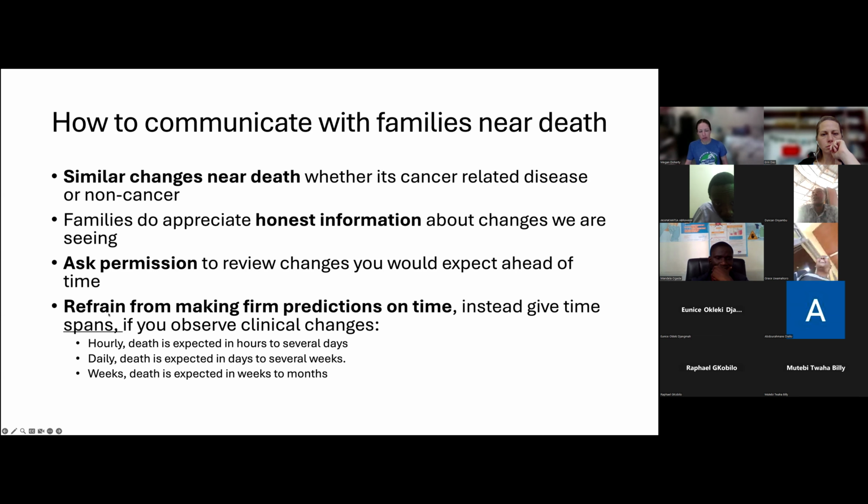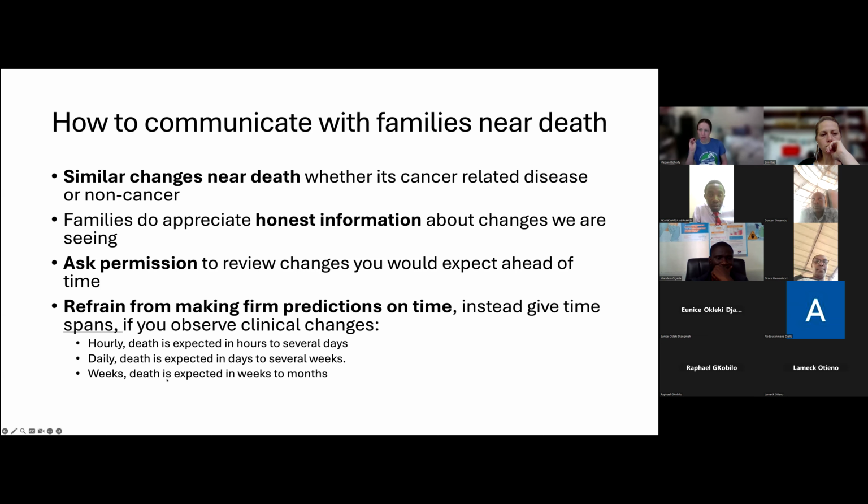Now, we have to refrain from making very firm predictions on time. Just give a range, okay? Because if you say, oh, this child can't live more than 2 or 3 days, you're going to be wrong. Even me, I can't predict that closely how quickly a child will die. But if you observe clinical changes hourly, then you would expect death in hours to several days. If you see changes daily, then death is expected in days to weeks. If their changes are weekly, then death is more likely weeks to months.